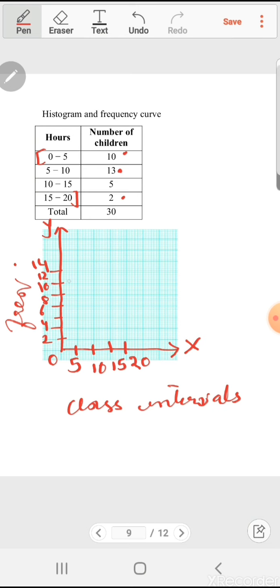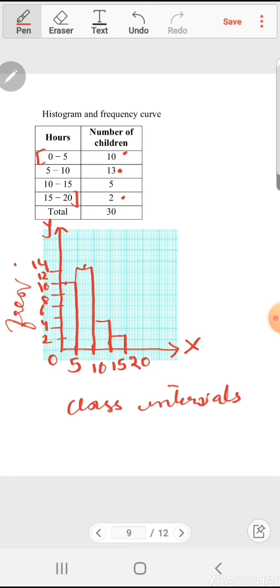Now let's start drawing. For the first interval 0 to 5, frequency is 10. So I will make my first bar like this. For the second interval 5 to 10, my frequency is 13. So my graph bar will lie somewhere here. It's 5 for next class interval, thereafter 2. This is my histogram.